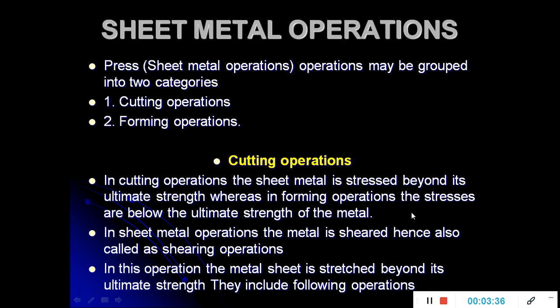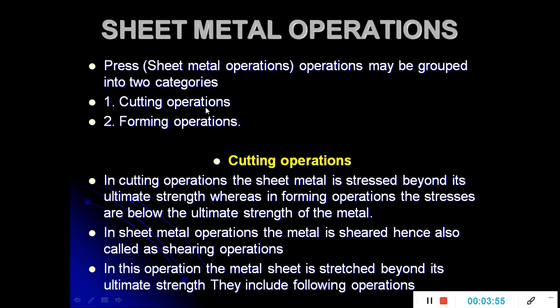Okay. Now coming to sheet metal operations. Sheet metal operations are broadly classified into two types. One is a cutting operation, one is a forming operation. In this PPT we are going through the cutting operation, and in the next PPT we will go through the forming operation.